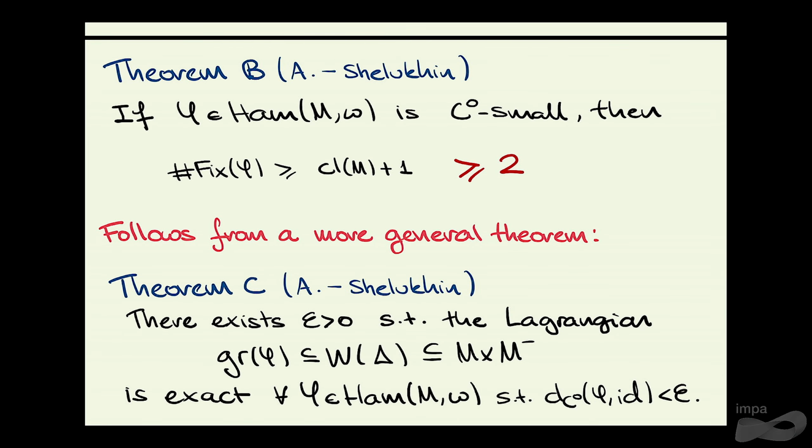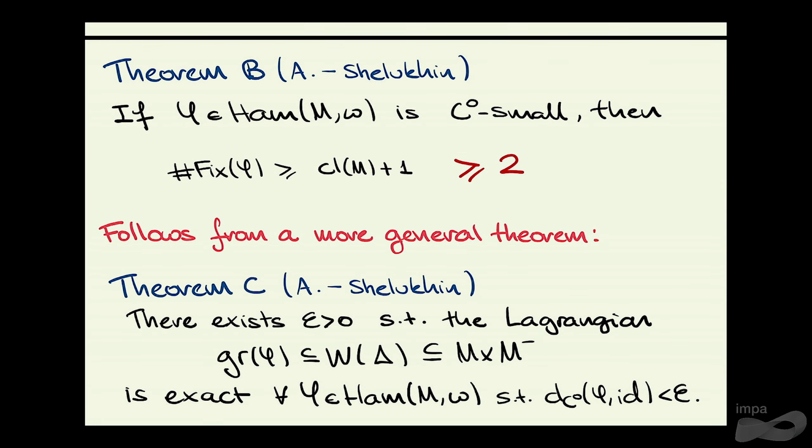Theorem B actually follows from a more general theorem, theorem C here, which states the following. If phi is a C0 small Hamiltonian diffeomorphism, in particular its graph is going to be in a Weinstein neighborhood of the diagonal. And so this is a Lagrangian in some codisk bundle. You can ask, is this Lagrangian an exact Lagrangian? The theorem states precisely that if phi is sufficiently C0 small, the Lagrangian is exact.